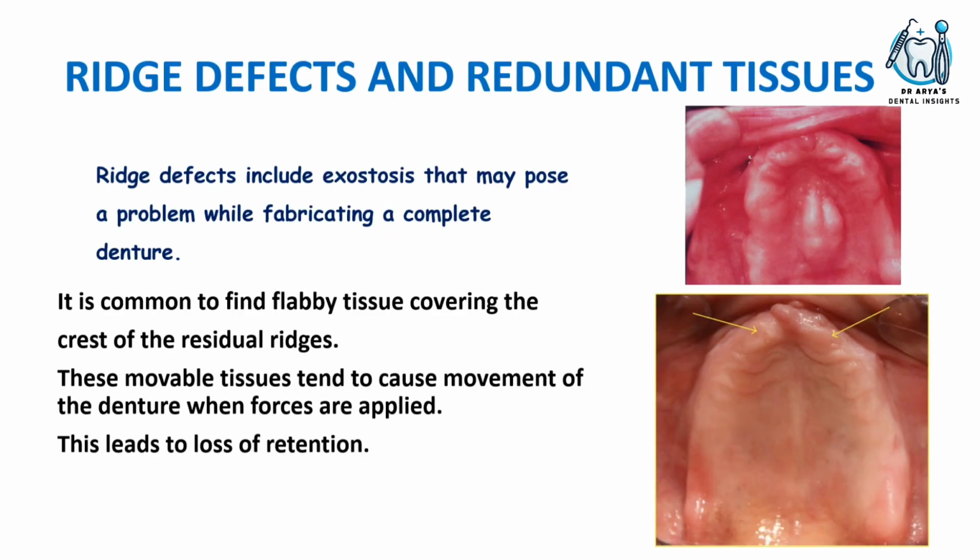Certain ridge defects like exostosis may pose a problem while fabricating a complete denture. Redundant tissue is also common, a flabby tissue covering the crest of the residual ridges, and these movable tissues tend to cause movement of the denture when forces are applied, and this leads to loss of retention. So there are various modified impression procedures for the flabby tissue.